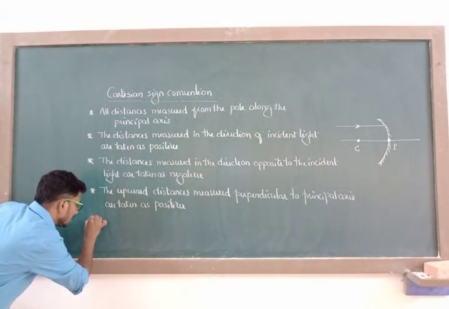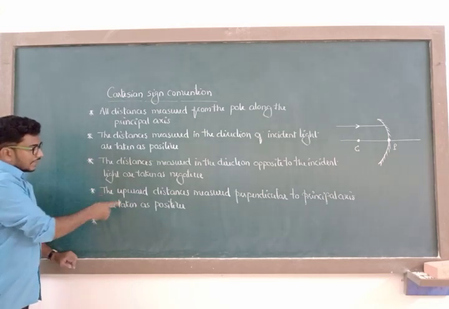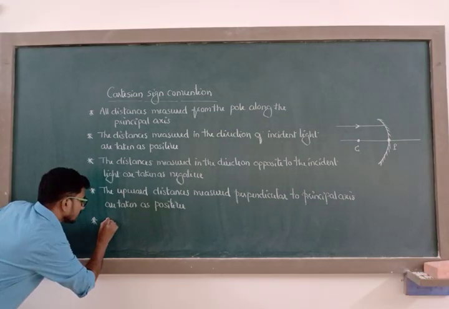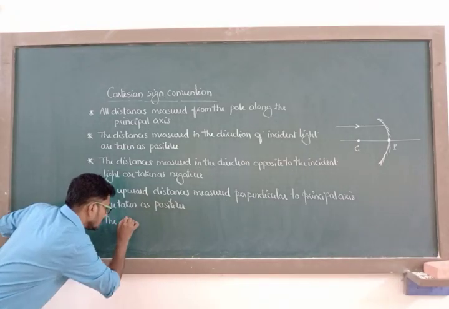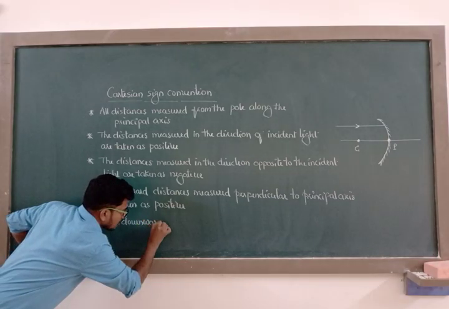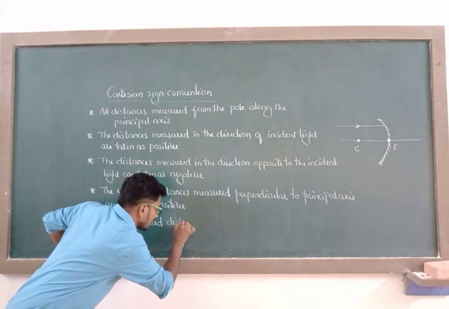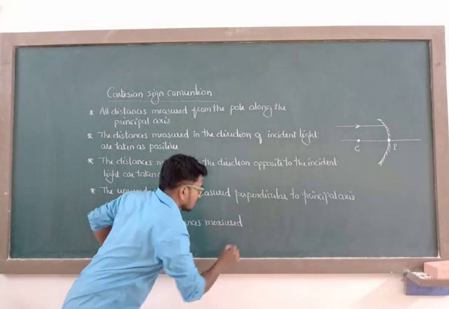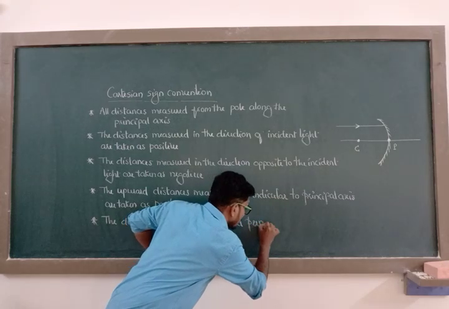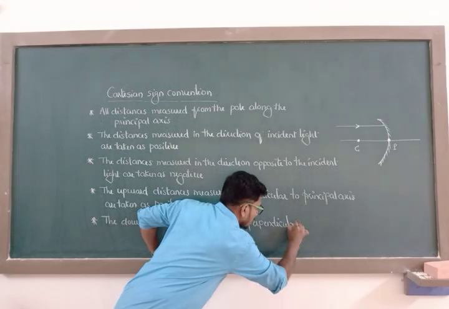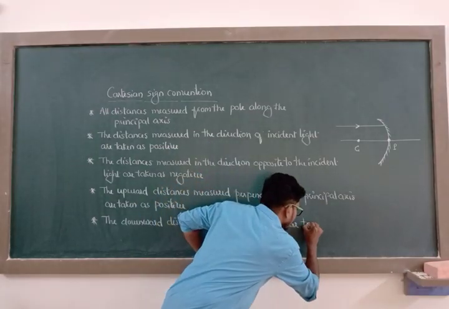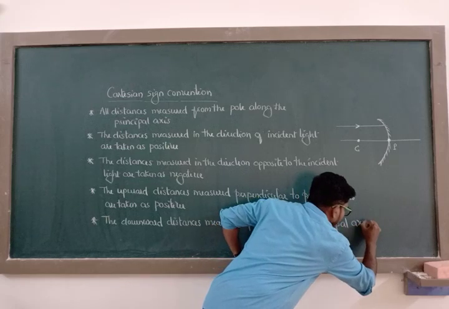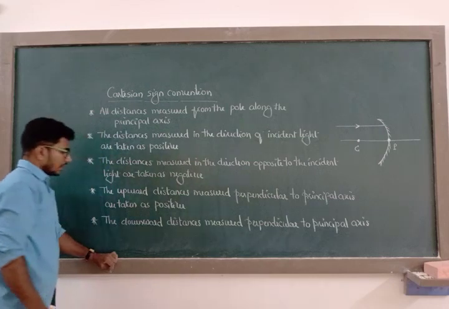Similarly, fifth one, the downward distances measured perpendicular to the principal axis are taken as negative.